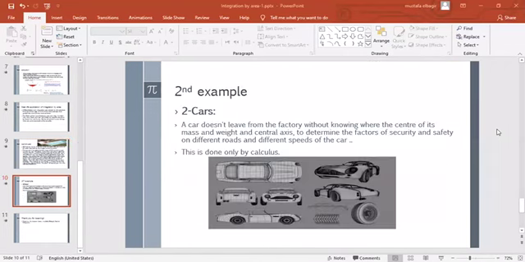The second example is finding the center of mass, weight, and central axis of a car, and determining the factors of security and safety on different roads and different speeds of the car. This is also done by calculus, of course.